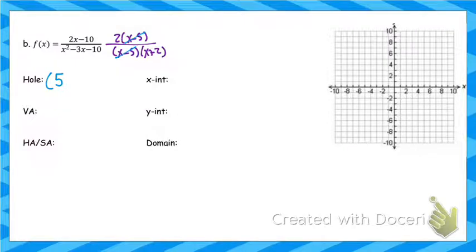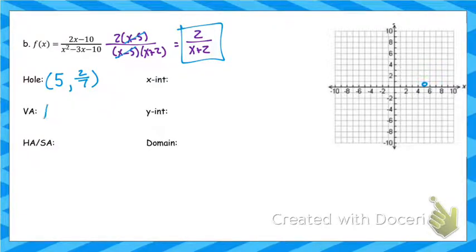To find the y-coordinate of the hole, let's look at the function that's left over. So take 5, plug it into the remaining function. So I get 2 over 7. So I'm going to go to (5, 2/7) and make an open circle. Then I'm going to finish this graph for the remaining function the exact same way we did all last class.